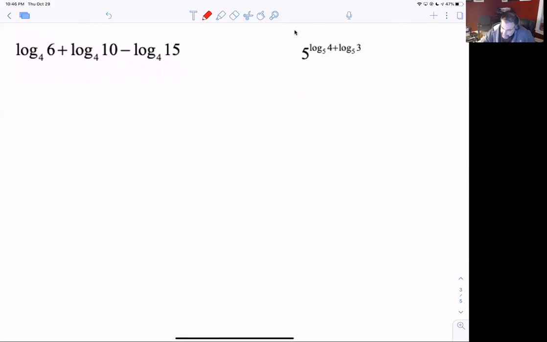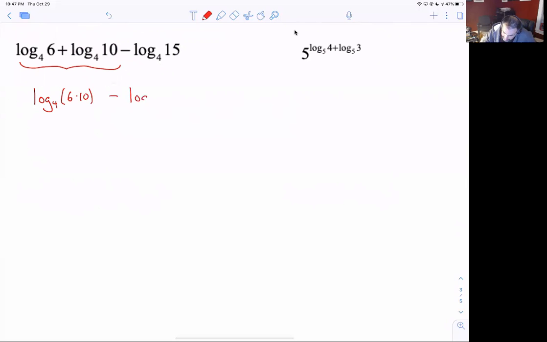In this next one, we see multiple logarithms, some of them being added, some being subtracted. So we're going to combine some of these rules. The first one I'm going to tackle is the addition rule. Again, all log base 4. So this becomes log base 4 of 6 times 10.